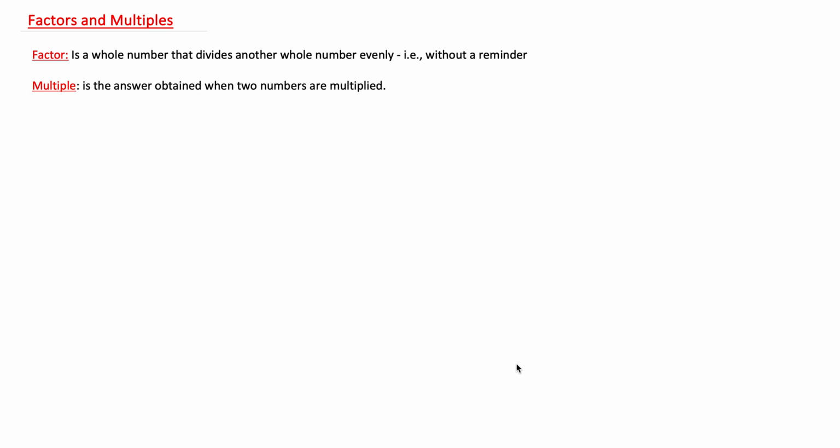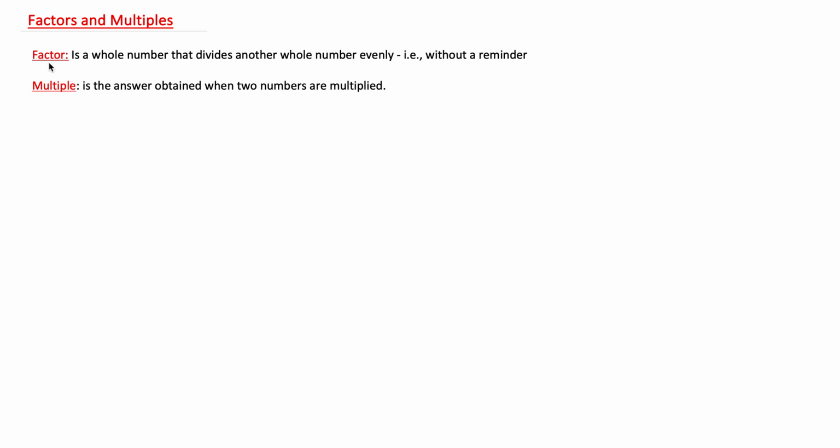Okay, girls, so we are going to do factors and multiples. Here are two definitions of what a factor is and what multiples are. You can pause and write them down. I'm not going to start with the definition, because these two concepts are very often misunderstood or confused.